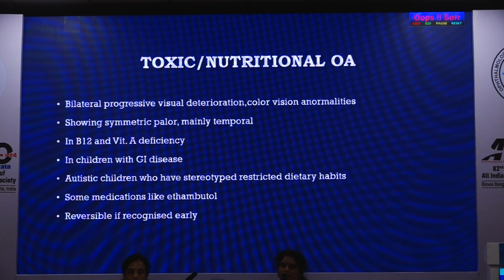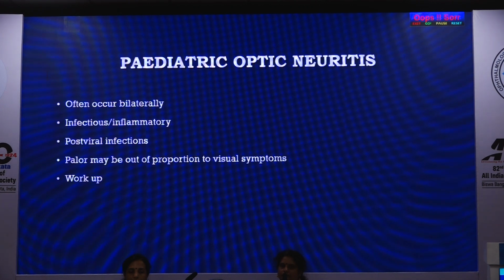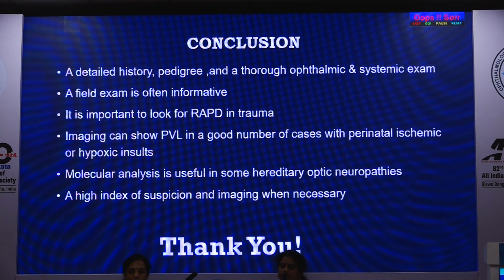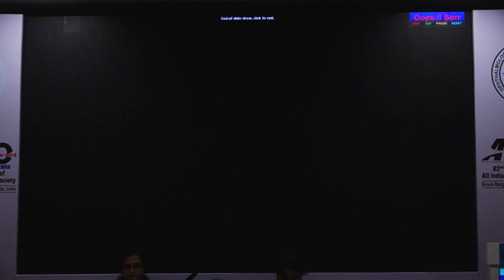And nutritional optic atrophy occasionally, especially in an autistic child who has a stereotyped diet, sometimes presents with pallor. And pediatric optic neuritis we have already seen. A detailed history, field examination, and look for RAPD. Field examination is very, very informative sometimes. Imaging and molecular analysis in selected cases, and a high index of suspicion and imaging whenever necessary.